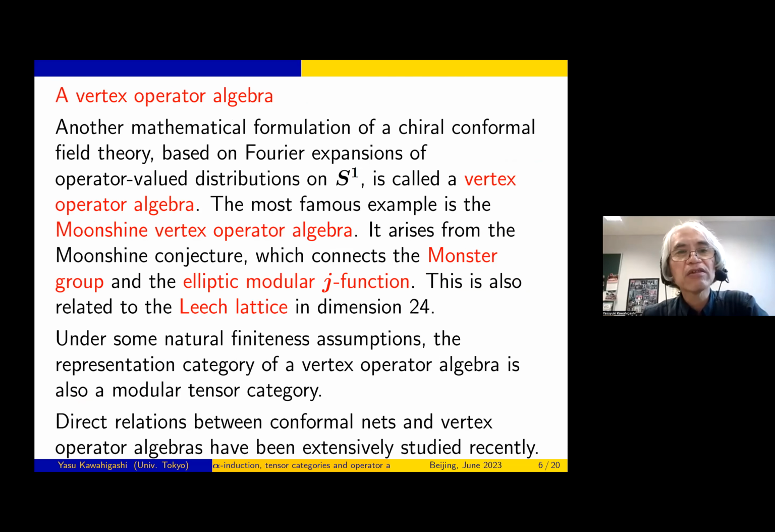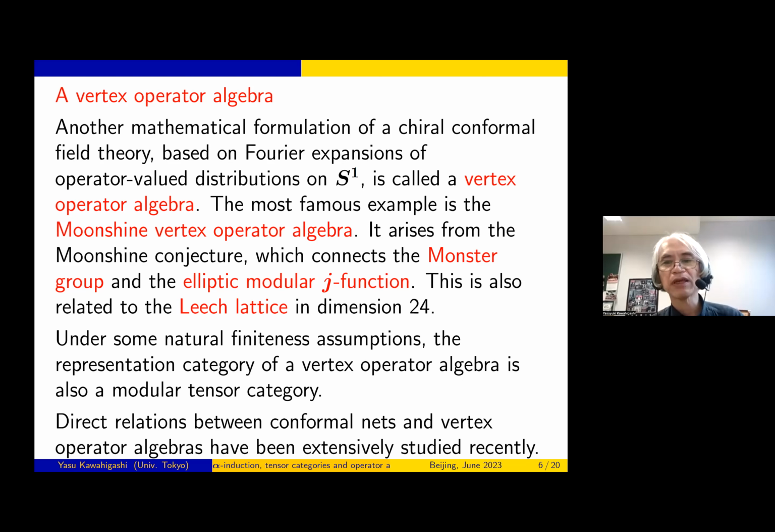Now, another formulation of a conformal field theory is the vertex operator algebra, which is also well studied and well known. This is based on a Fourier expansion of operator valued distributions on the circle. The circle is a kind of space-time. Well, it has only dimension 1, but still it is a kind of space-time. Then a quantum field is an operator valued distribution on the space-time. So we have a quantum field on the circle. But this is a one-dimensional circle, so we can make a Fourier series expansion. Then we get vertex operators, and we have a certain algebraic system consisting of vertex operators. This is called a vertex operator algebra.